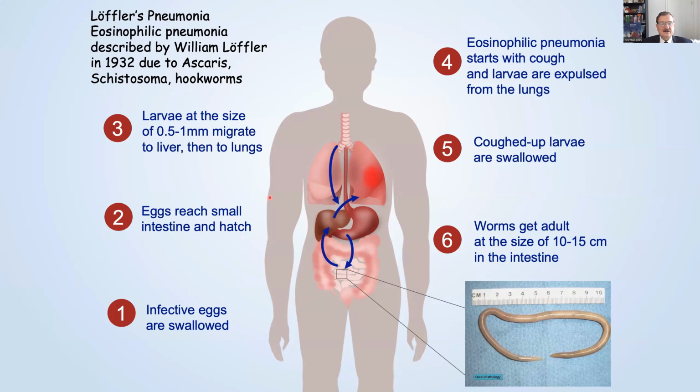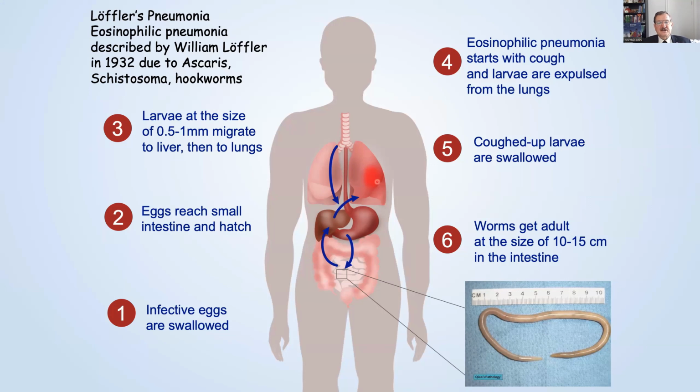When the infective eggs are swallowed, in the model of Ascaris, they reach the intestine and then they hatch. The hatching eggs become larvae, and the larvae migrate to the liver. The larvae in the liver are at the size of 0.5 to 1 millimeter. They are quite small. But then they migrate to the lungs.